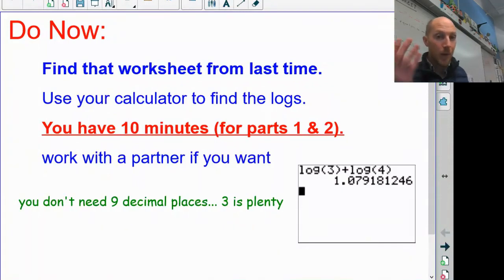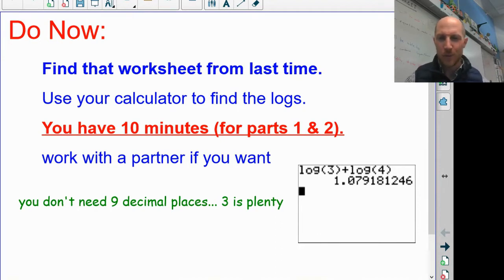Hello, pre-calc. For today's do now, we got a worksheet. You can find the link to it there in Canvas. You should print that or bring it from class and use your calculator. Evaluate those logs. Should take probably not even 10 minutes to do parts 1 and 2.